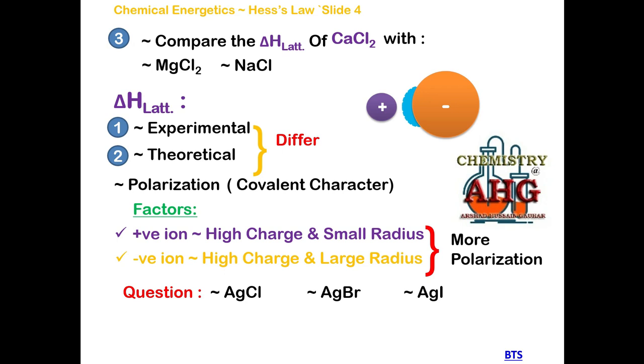For example, chlorine has atomic number 17, bromine 35, iodine 53. Which one of these three has the largest radius? It is iodide. So one simple answer you can write down: silver iodide would have maximum polarization. And second, there is maximum deviation between experimental and theoretical lattice enthalpy of silver iodide. Why? Simply write down, since iodine can undergo greatest polarization due to largest radius.